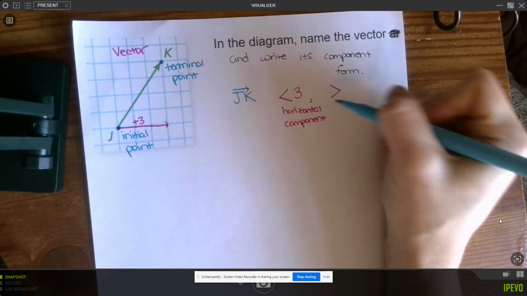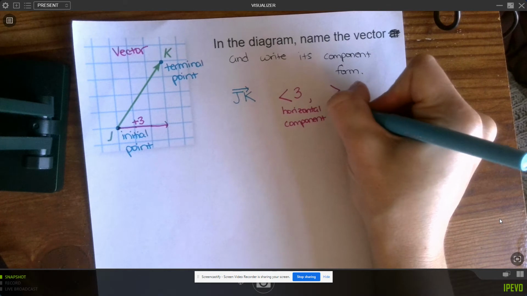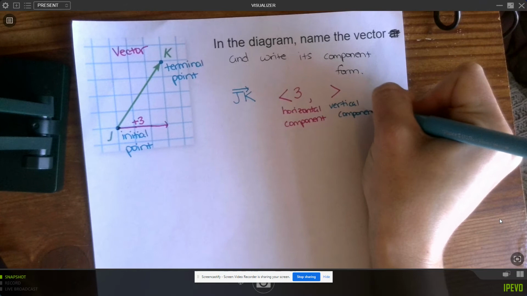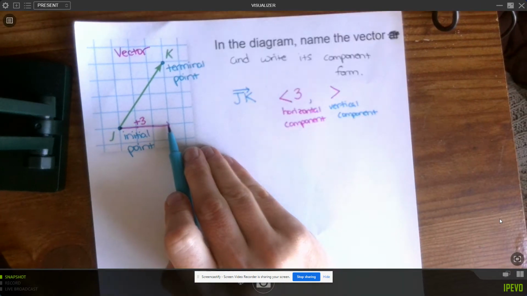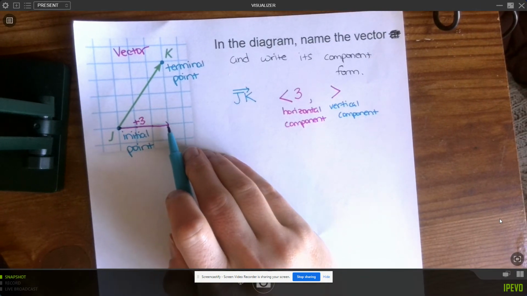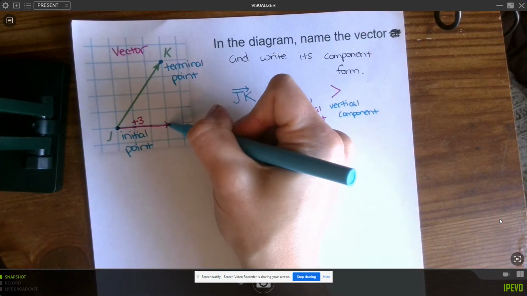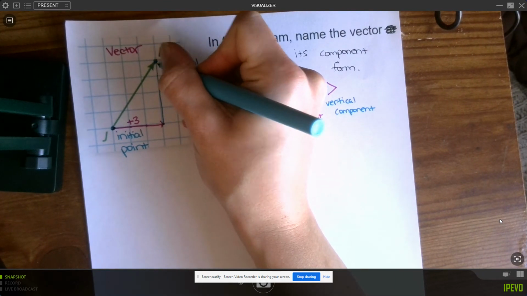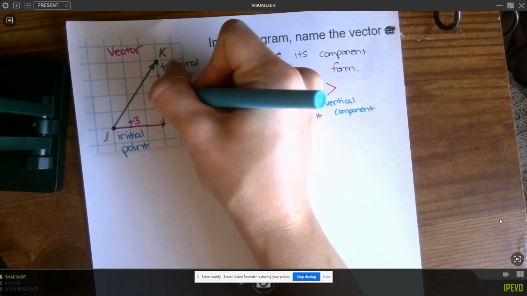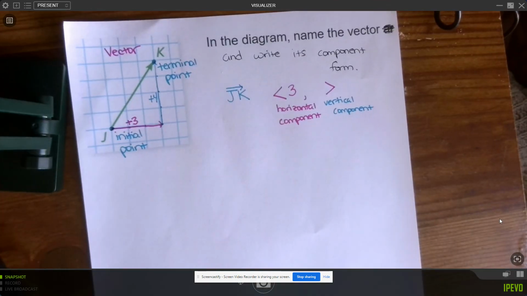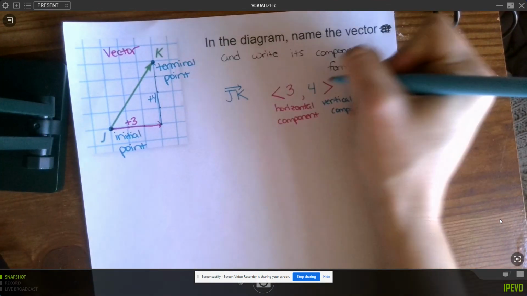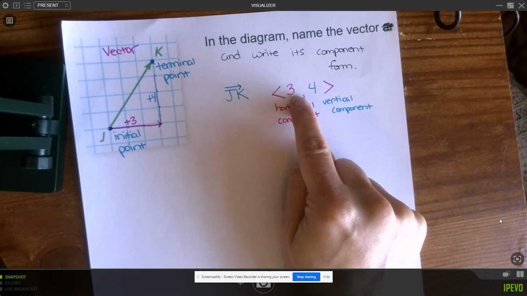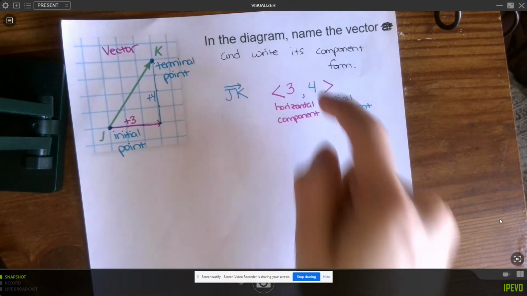The next number that goes in our component form is the vertical component. And so from here, I want to know how far up or down do I have to go from point J to K. So now I'm going to start here. And my vertical component, I have to go up 1, 2, 3, 4. And when we go up, that is a positive component. So vector JK has, it's 3, 4 in component form.